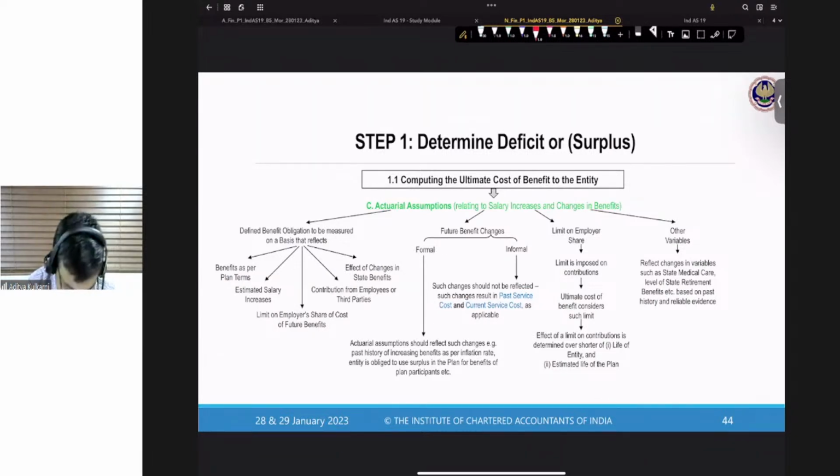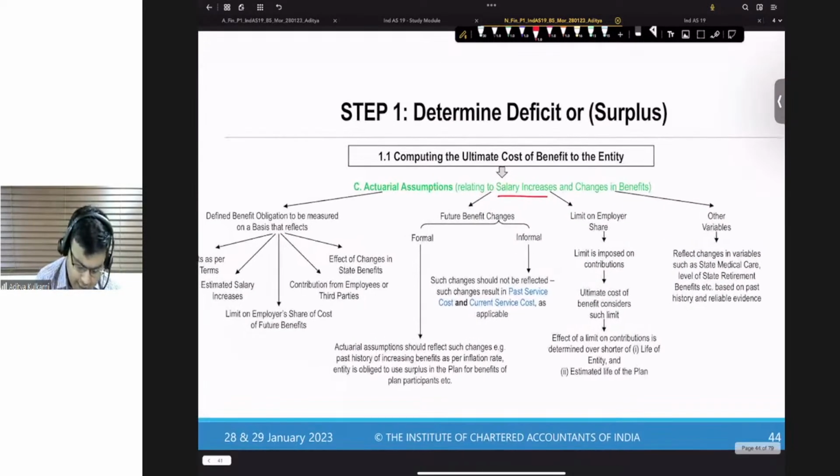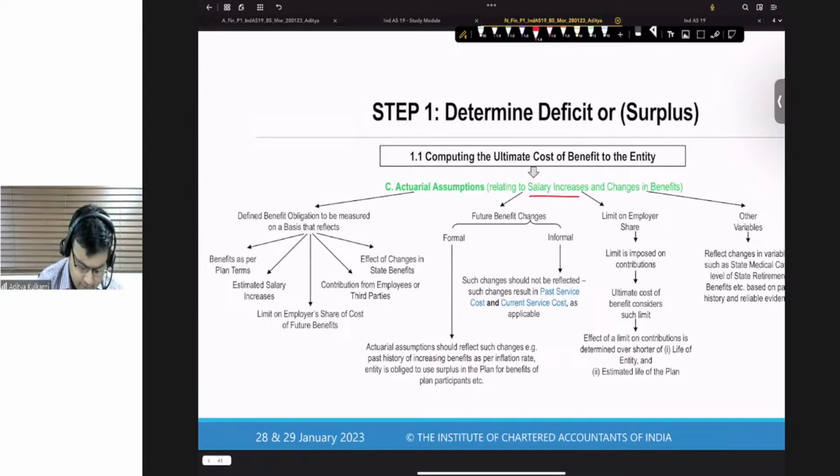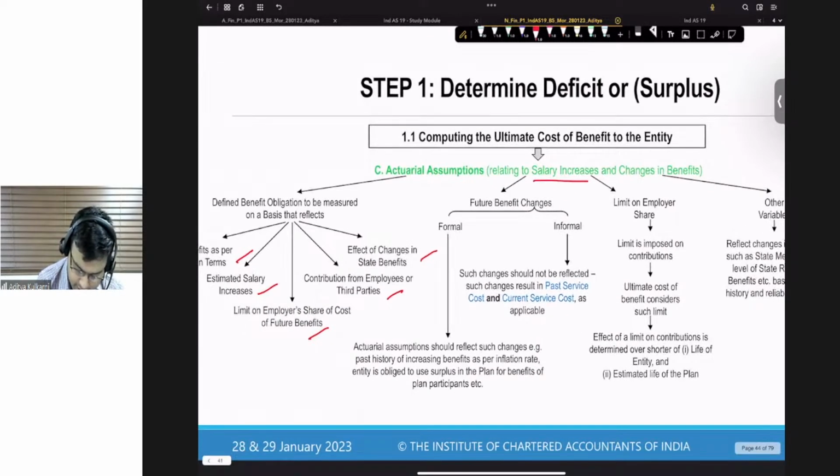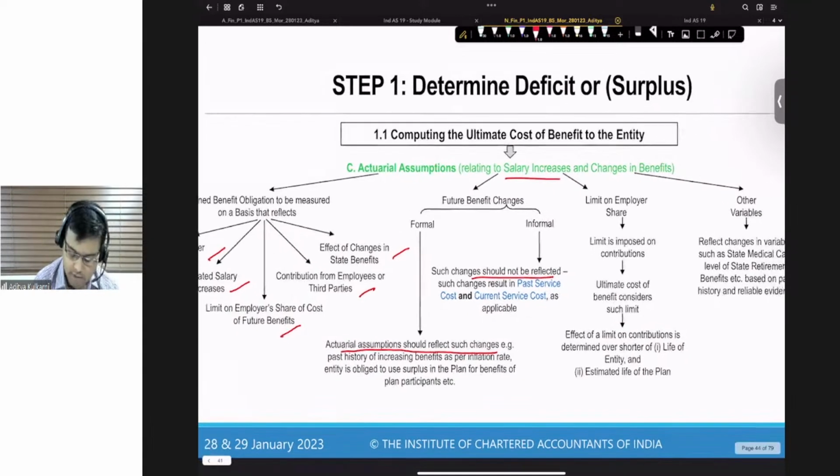Okay, coming to the next part, this is relating to salary increases. You will have to look at the obligation on a basis that reflects benefits as per plan terms, estimated salary increases, limit on the share of cost of future benefits, contribution from employees or third parties, effect of changes in the state benefits. Okay, so in respect of future benefit changes which are of a formal nature, the actuarial assumption should reflect such changes. Example, past history of increasing benefits as per inflation rate. If it is informal, such changes should not be reflected.